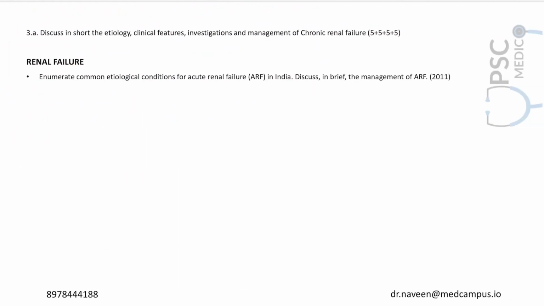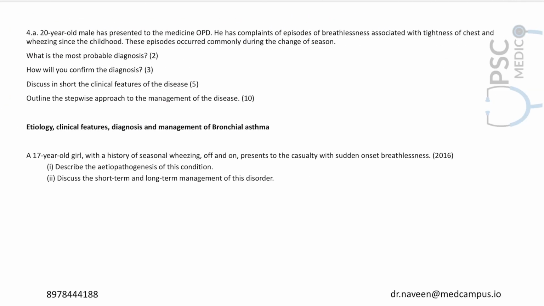See, meningitis, meningoencephalitis, and TB meningitis. So many questions on meningitis. Again, chronic renal failure. There was a question on ARF. Now they're asking a question on CRF. And you all know chronic renal failure because of TB is a common thing which is happening. So etiology, clinical features, investigations, management of chronic renal failure.